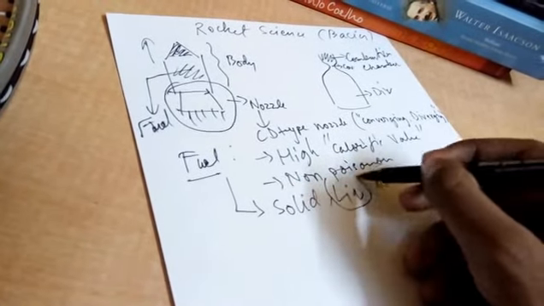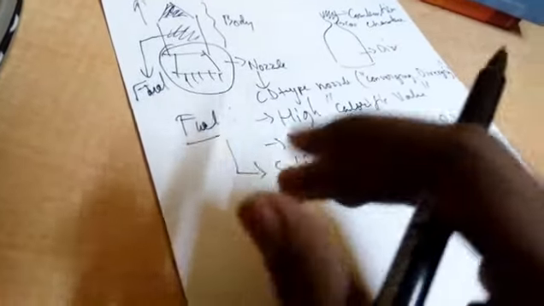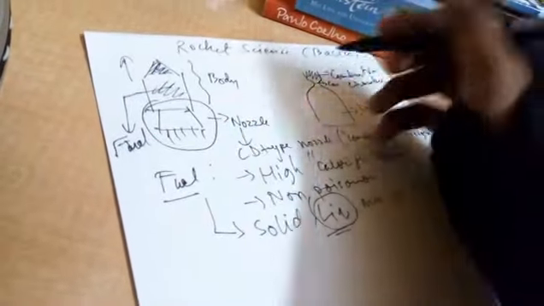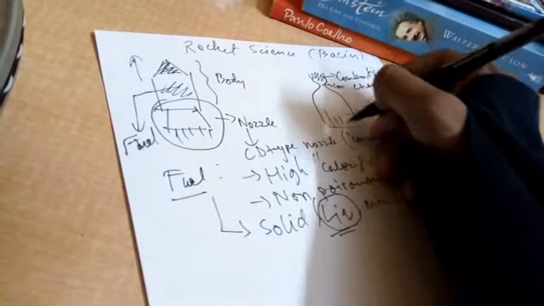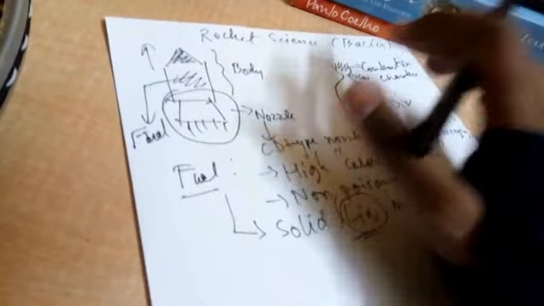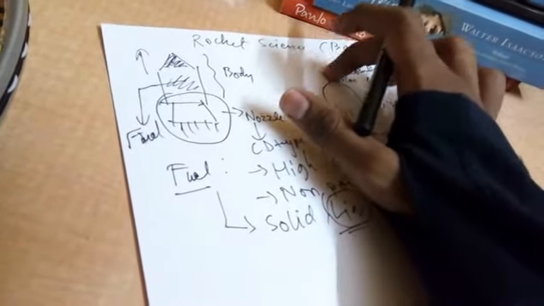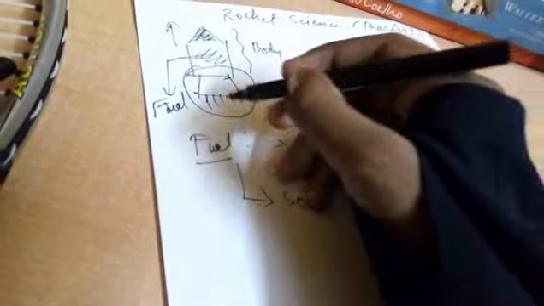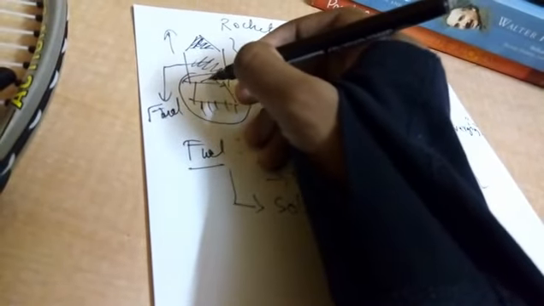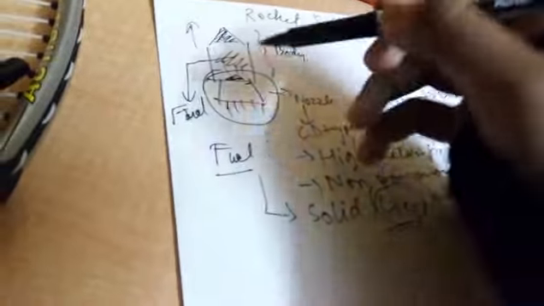A liquid fuel is more preferred. Why? Because you can control the thrust. If you increase the amount of fuel going into the combustion chamber, you increase the thrust. If you decrease the amount of fuel going into the combustion chamber, you decrease the thrust. Here is the combustion chamber, where the burning happens. The fuel comes in, burns off, and then whoosh, everything comes out of here.